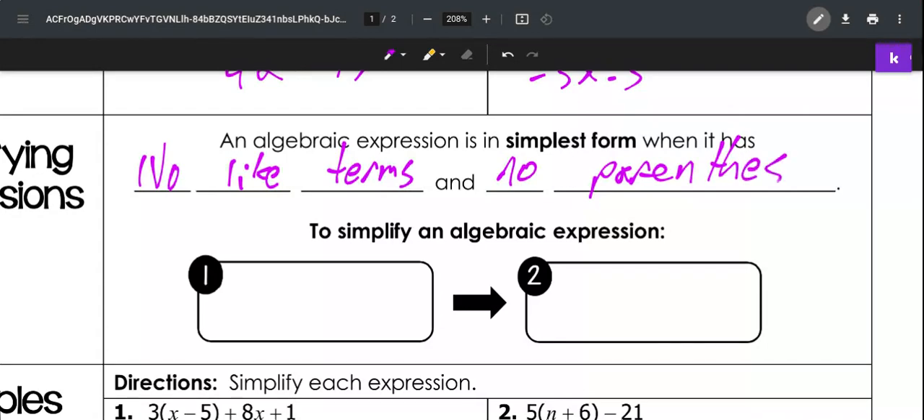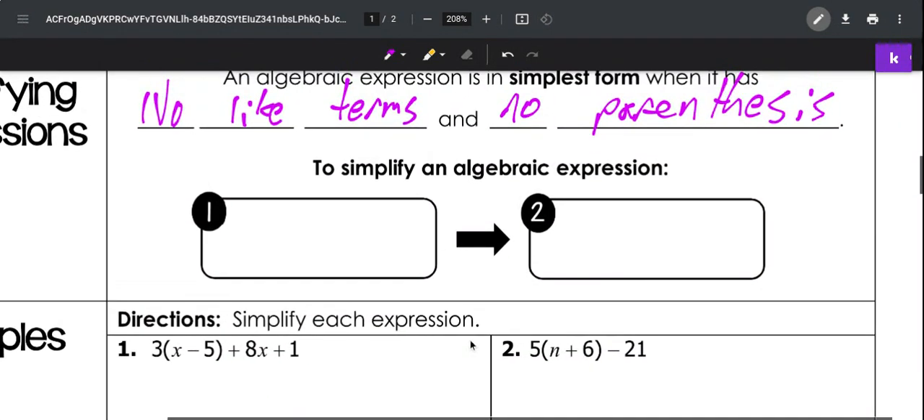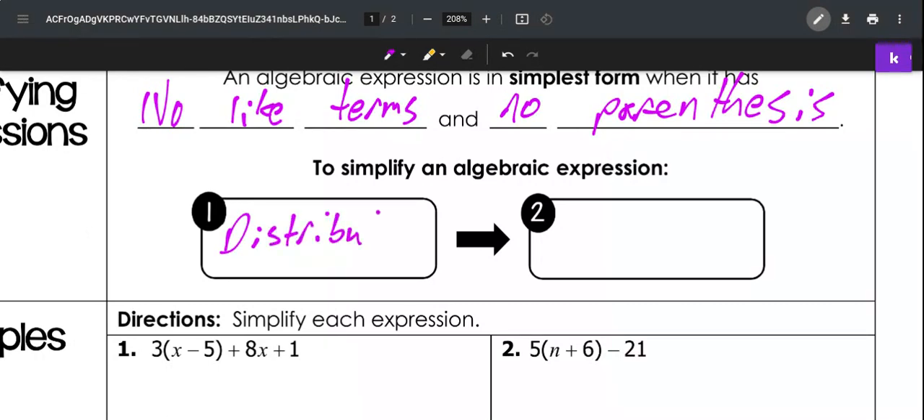All right, parentheses. So here's what that means. To simplify this expression, any expression, we can distribute first. All right. Then we can combine like terms. So what we're doing in 2.4 is pretty much combining what we did in 2.2 and 2.3, I think. Yeah.